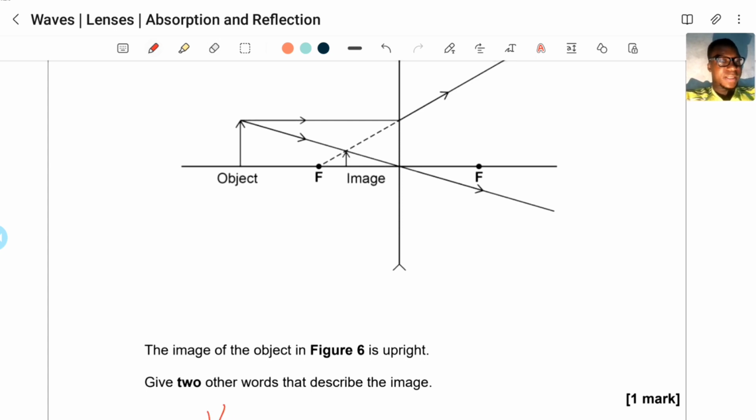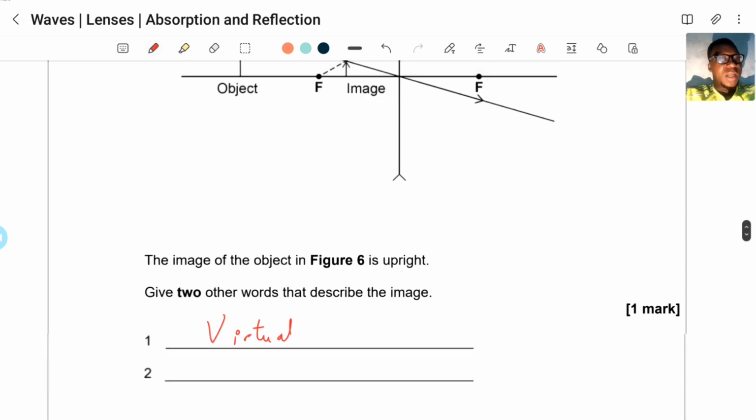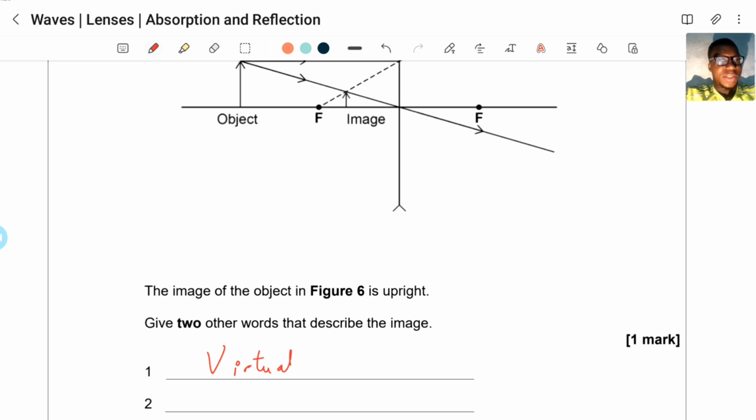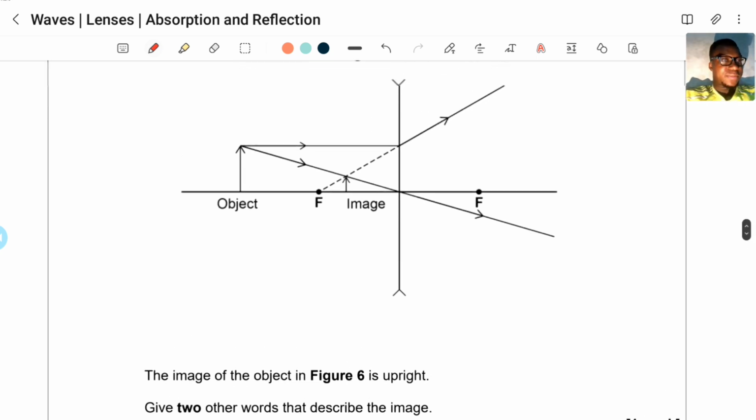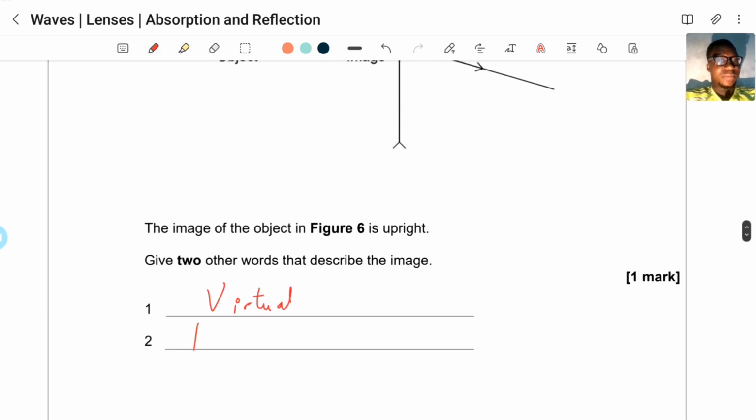We can say that it's virtual. It's not real. When we say an image is virtual, we're saying if you have a screen and you put the screen at the location of the image, you wouldn't get anything on the screen because it's imaginary. The rays appear to form the image at that spot, but it's otherwise. And the second description we can give this, if you check the size now, you would see that the size of the object is quite different from the size of the image. The object is bigger than the image. So you can say here that the image is diminished.